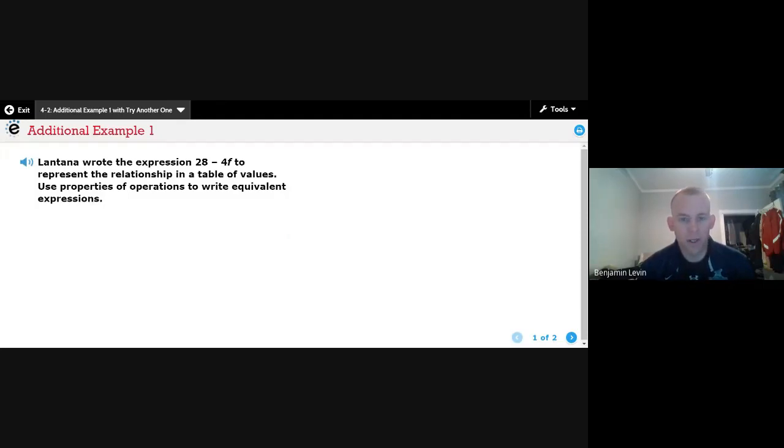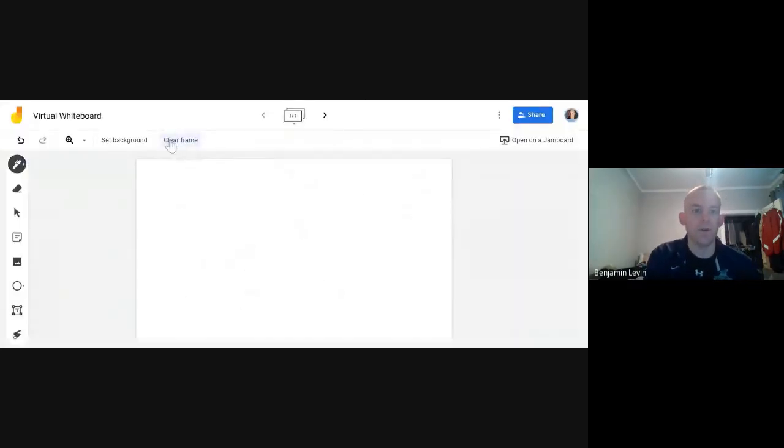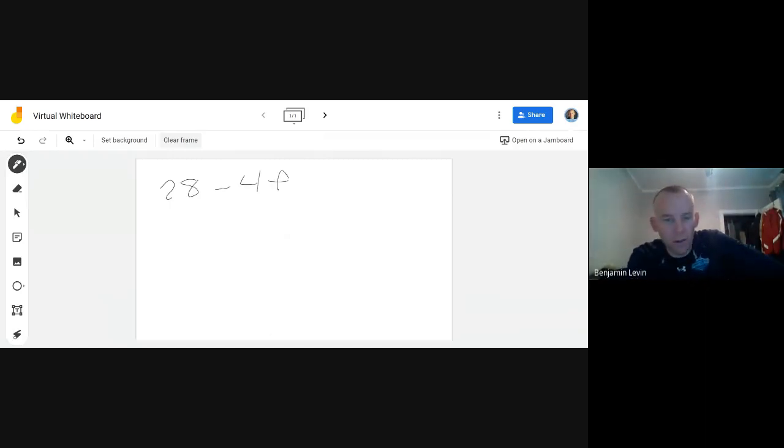Latana wrote the expression 28 minus 4f to represent the relationship in a table of values. 28 minus 4f. Let's go over to the Jamboard. Well, 28 is divisible by 4, so we could divide both of these by 4. The 4 goes outside, and then it would leave us 28 divided by 4 is 7, minus 4 divided by 4 is 1. So we just have f, right? So that works, because 4 times 7 is 28, and 4 times negative f is negative 4f, right?